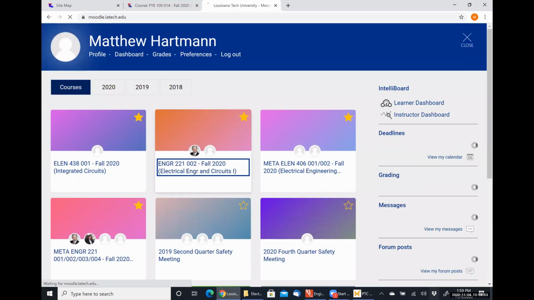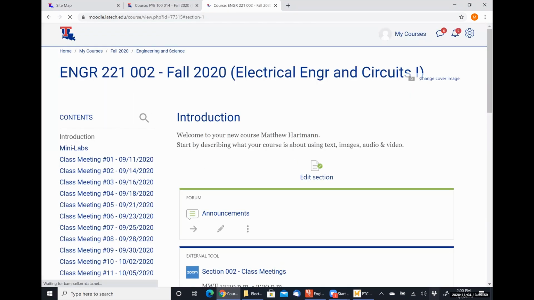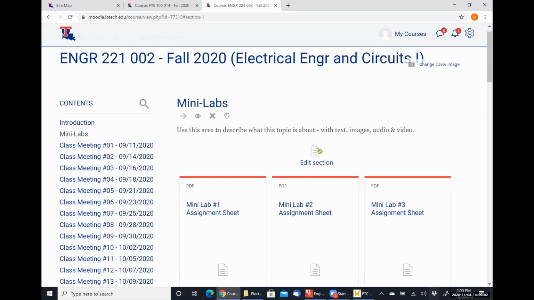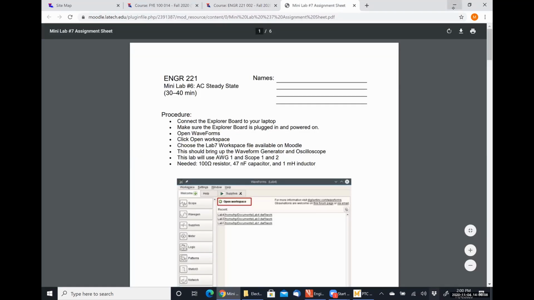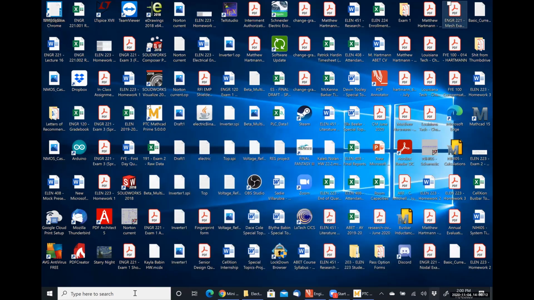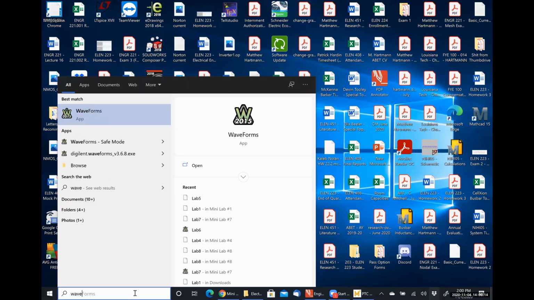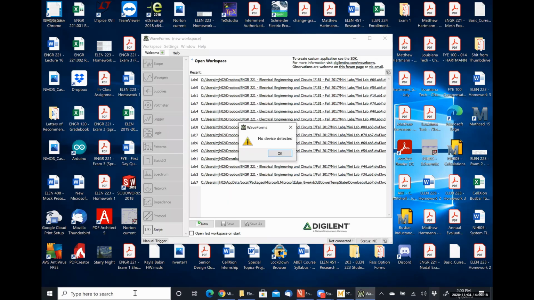All right, let's see if I uploaded this mini lab. All right, looks like I did. Great. Let me open up the waveforms thing, which will be way easier if I just type in waveforms instead of looking over all that.